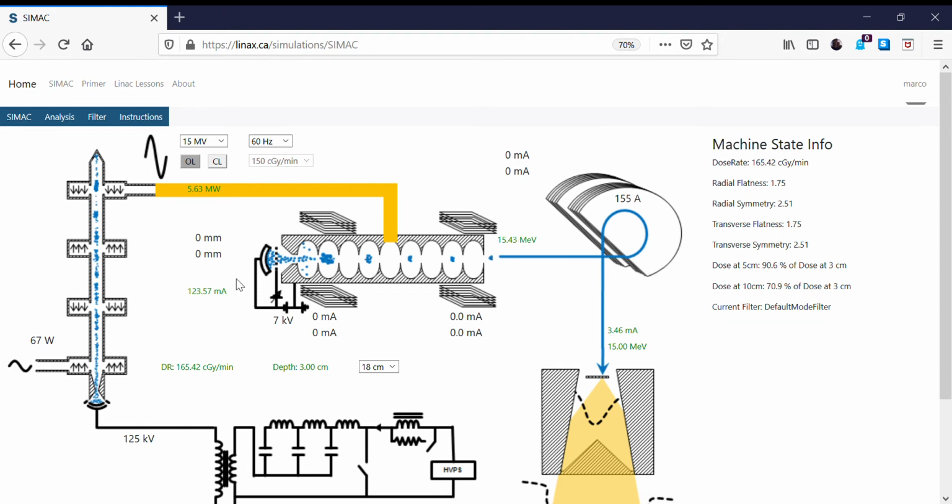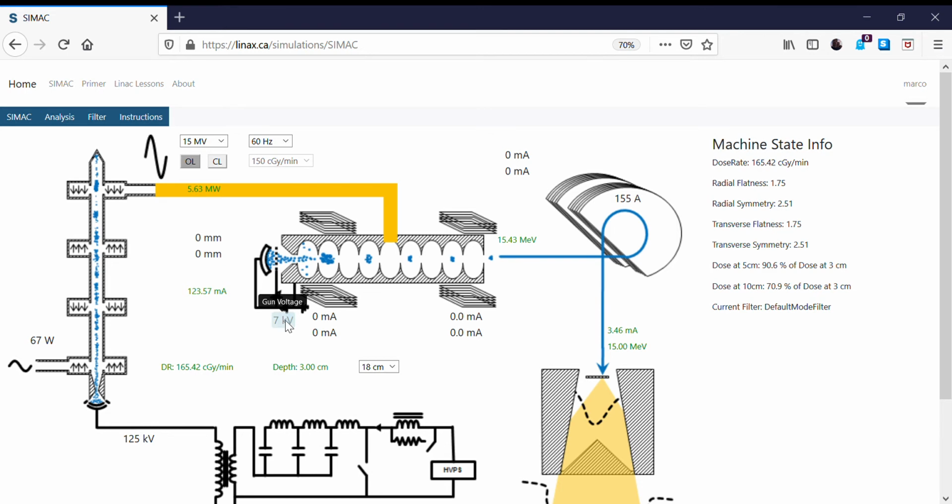But now, because we have fewer electrons entering the accelerator, we had over 200 milliamps before, and now we've dropped that to 123. That beam current now has the same amount of RF power entering the accelerator, so there's the same amount of energy. But because there are fewer electrons, these electrons can be accelerated to a higher energy, 15.4 MeV, which then exit the accelerator. But because we haven't changed the bending magnet, the bending magnet is still only letting 15 MeV electrons go through, and so the target current has dropped to 3.46 milliamps, which has given us a drop in dose rate.